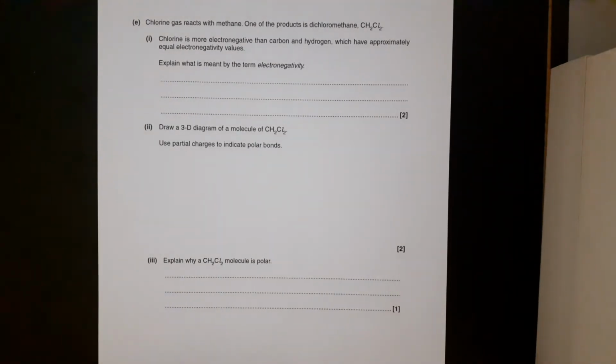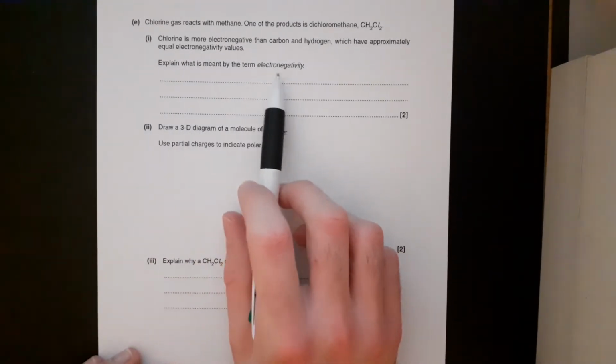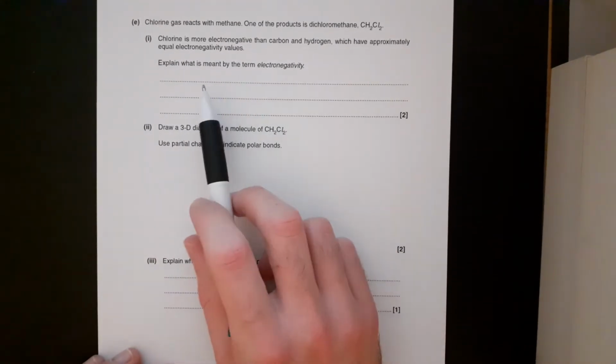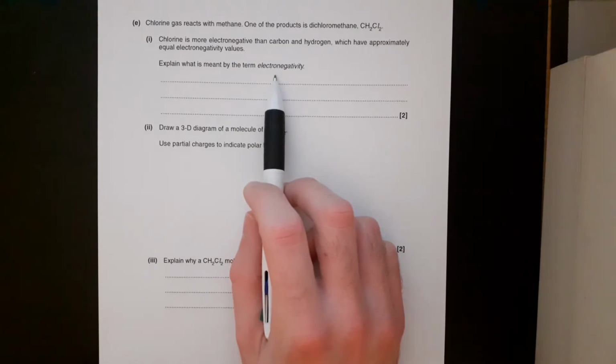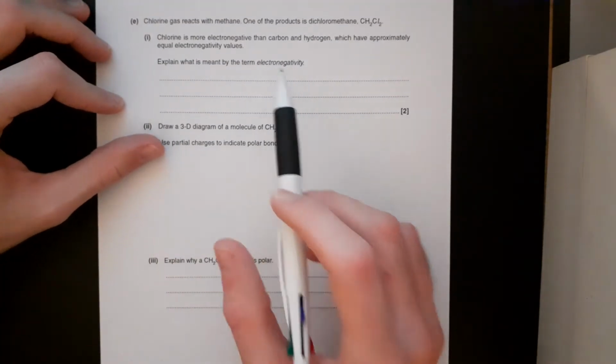Electronegativity and polar molecules. First question we've got here is the most straightforward one. We need to know this before we can do anything else. What do we actually mean by electronegativity? Okay, and there is a pretty specific definition that they'll want you to say.